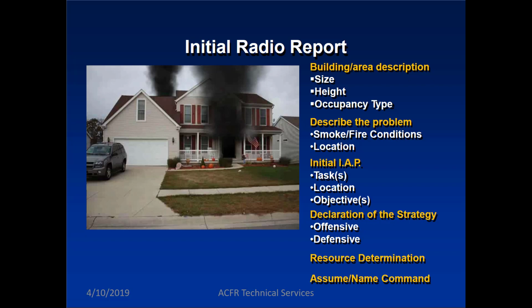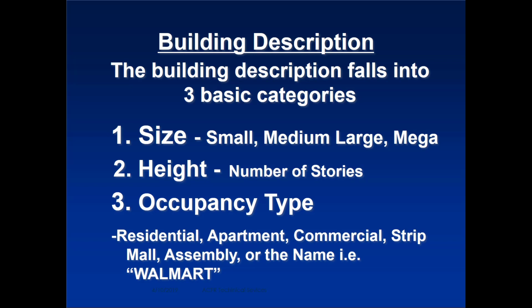So let's look at the first, the building area description. So we're going to look at the size, height, and occupancy type. So the size, we're going to make it easy. No more 12,000 square foot, 2,300 square foot. We're not a really good judge of that. So we're going to talk about size as being small, medium, large, or mega.